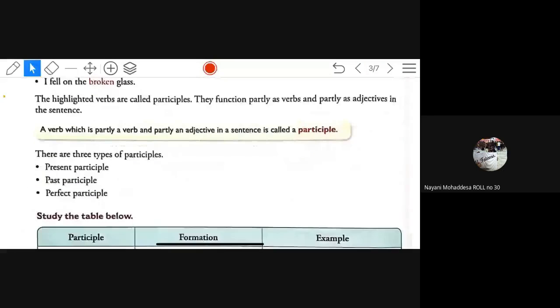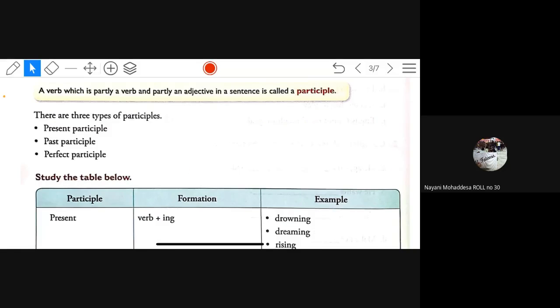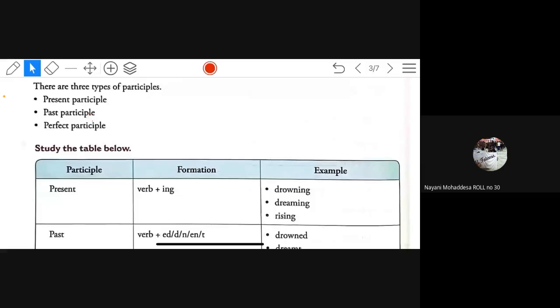There are three types: present, past, and perfect participle. Don't confuse yourself. Don't think about the future participle. Future participle is not there. Present participle, past participle, and perfect participle.